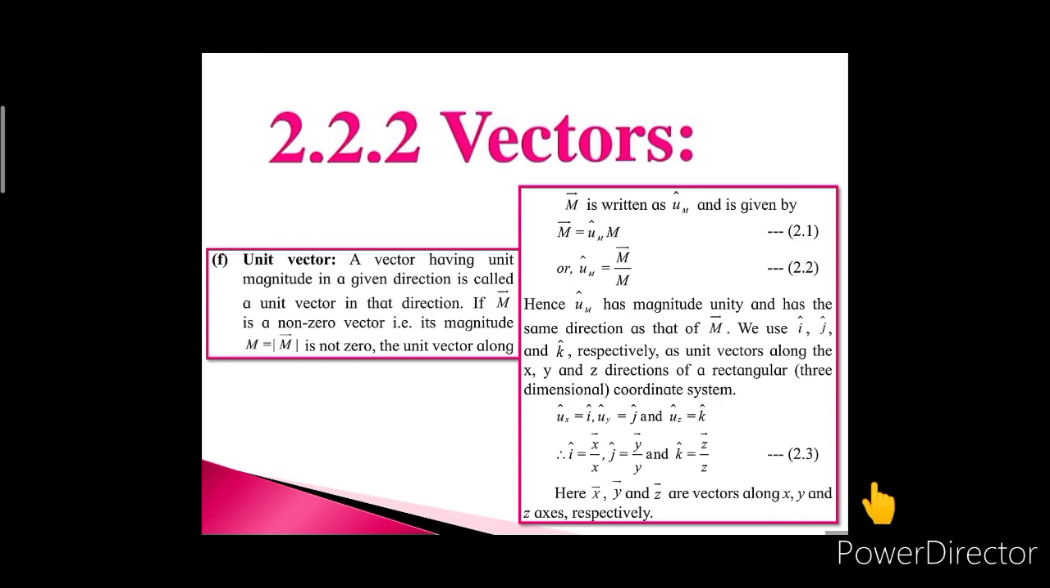So these are the types of vectors. Now let's proceed with the chapter.